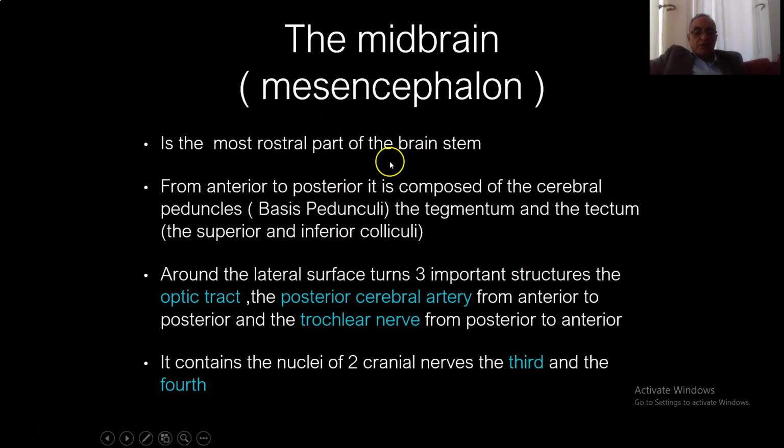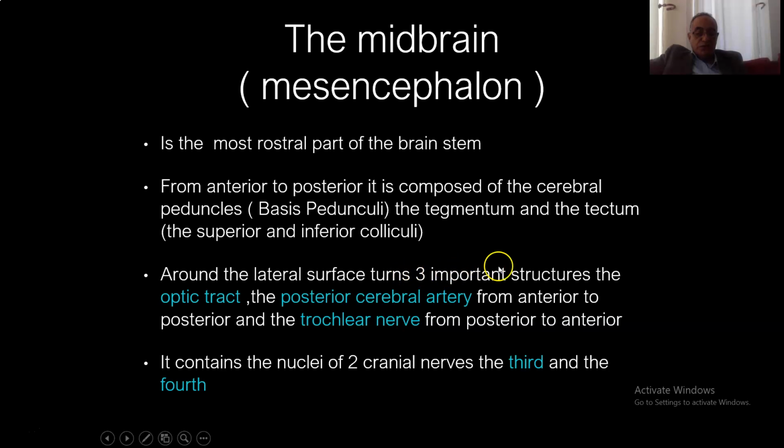Talking about the midbrain, it is the rostral part of the brainstem. From anterior to posterior, it is composed of the cerebral peduncle, the basis pedunculi, the tegmentum, as we saw before, and the tectum, which is formed of the superior and inferior colliculi. Around the lateral surface of the midbrain run three important structures. Two come from anterior to posterior, and one from posterior to anterior.